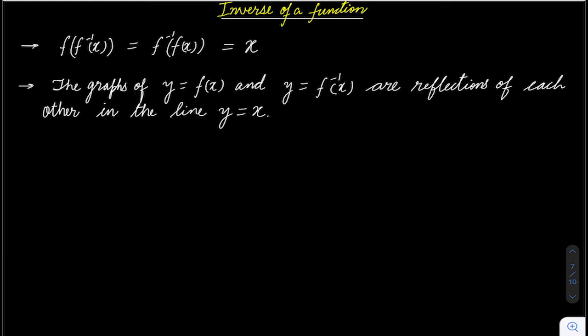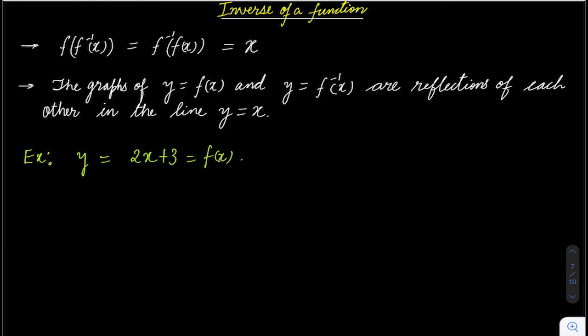Now let's move forward. If a function and its inverse are there, then you must know a couple of things. First thing is f of f inverse x is equal to f inverse of f(x), which is always equal to x. So let me give you one example on this. Let's take a very simple function, a straight line, 2x plus 3. So this is my f(x).